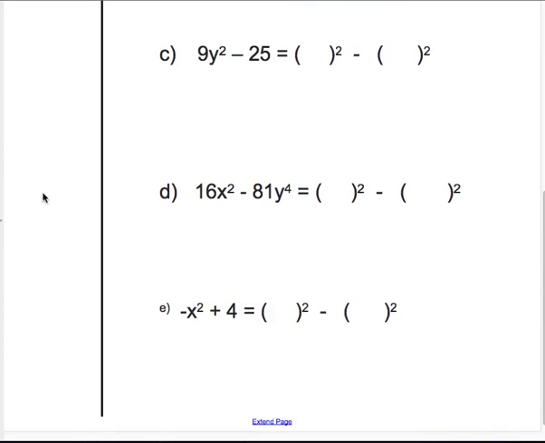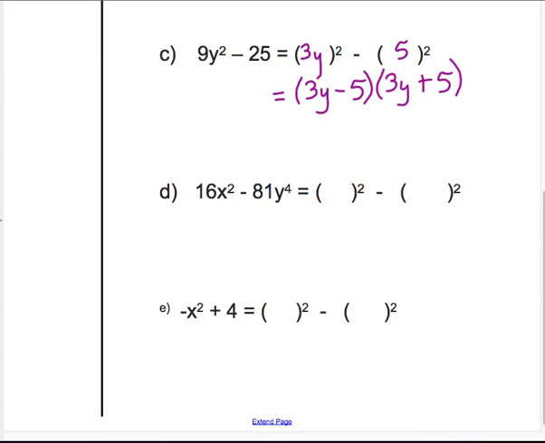So now we've got 9y squared minus 25. The square root of 9 is 3. The square root of y squared is y. And the square root of 25 is 5. So we end up with 3y minus 5 times the quantity 3y plus 5.